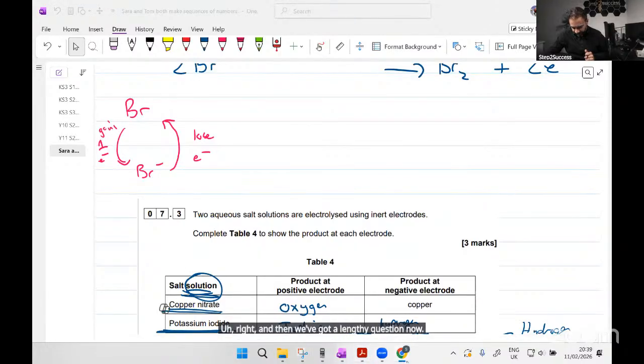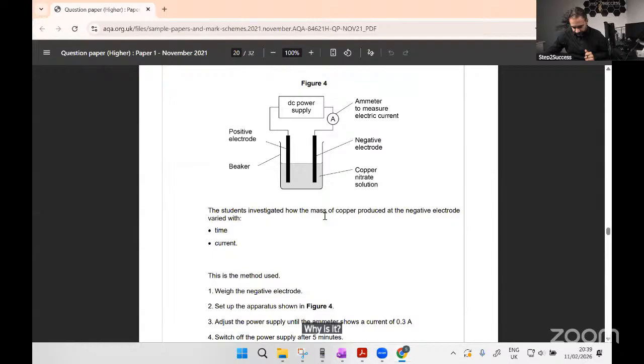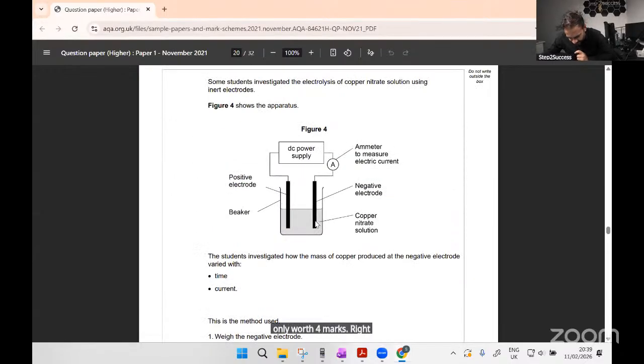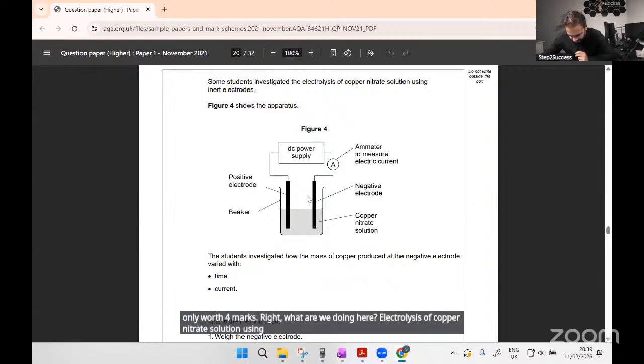Where is it? It's only worth 4 marks. Right, what are we doing here? Electrolysis of copper nitrate solution using inert electrodes.